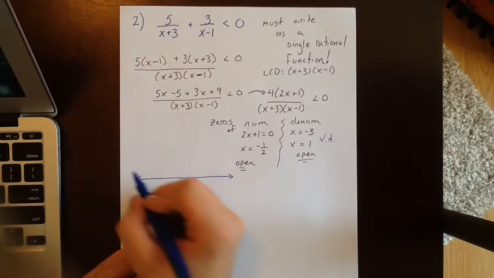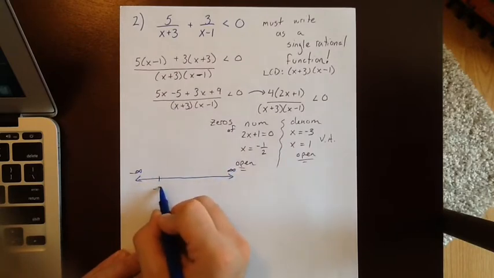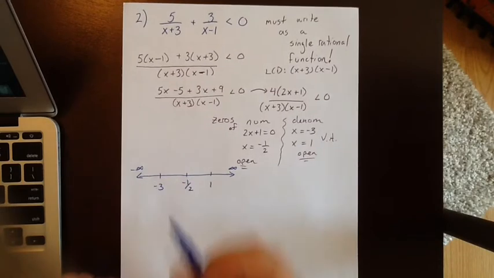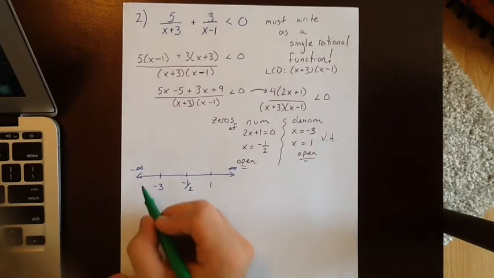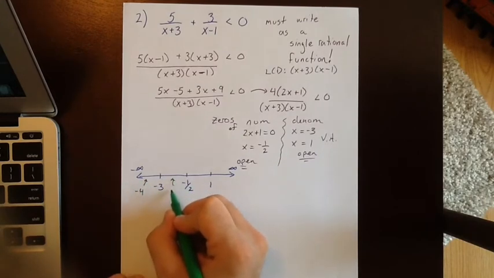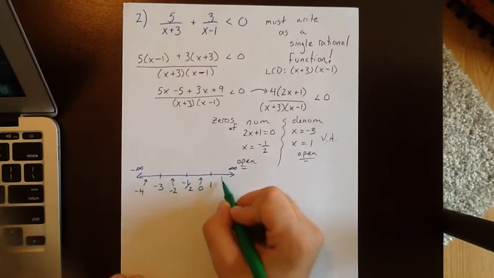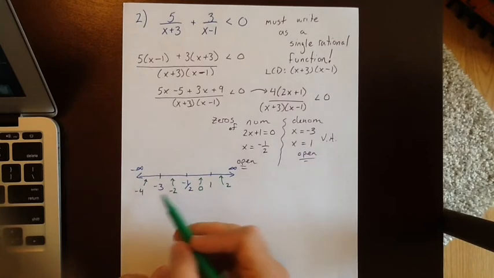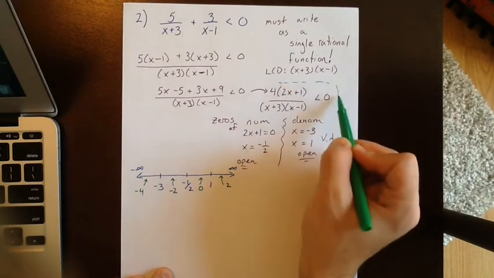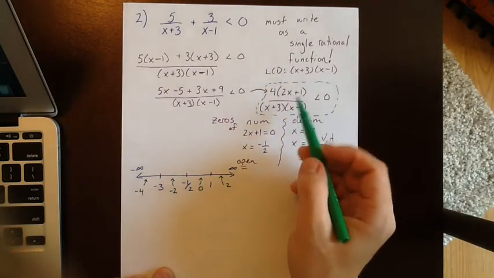Our interval test would look like -3, -1/2, +1. Let's choose, say, -4. We can use -2 here. We could use 0 in this region, and +2. So we place these back in, again looking at the factored form of our problem.